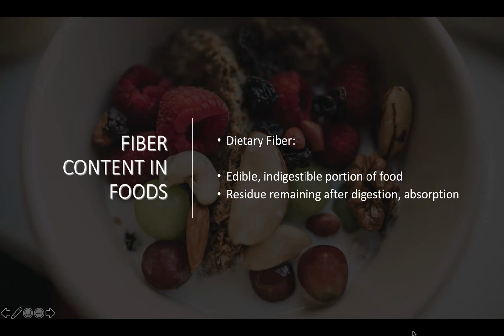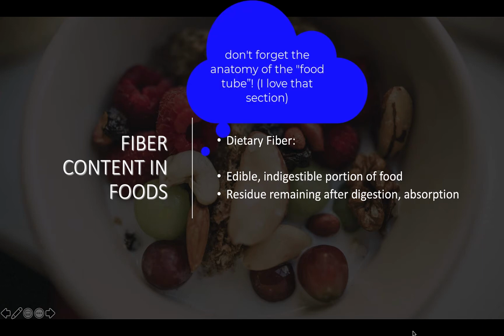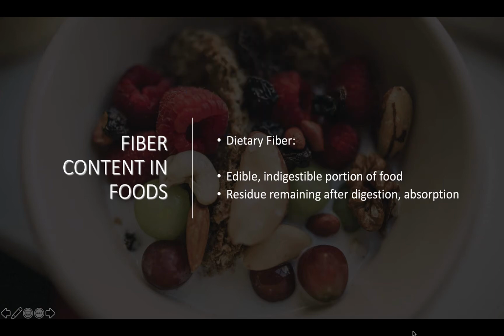Fiber is the edible, indigestible portion of food, also known as residue, that remains after food has been digested and absorbed into the circulatory system. What's left over that travels across the ileocecal valve into the large intestine is the fiber.